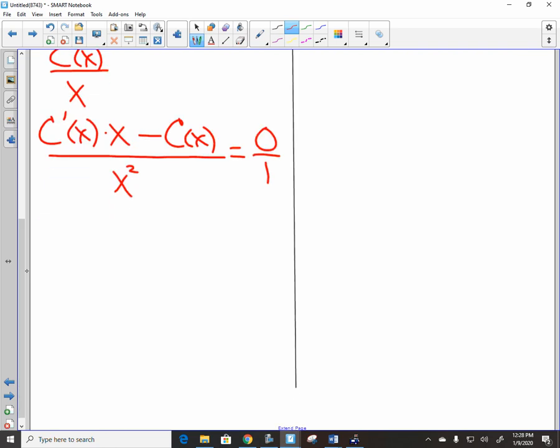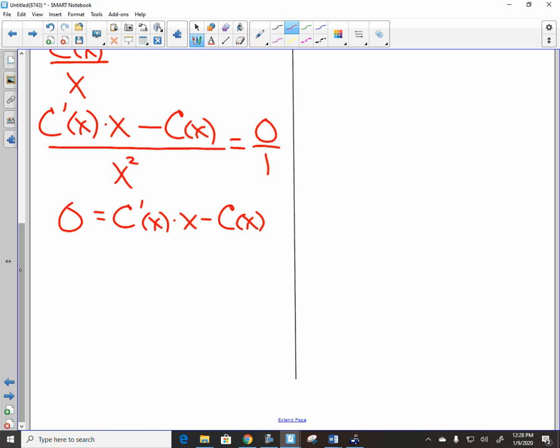I'm going to use this to come up with a really, really nice expression. If I cross multiply, what's x squared times 0? 0. And you get 0 equals C prime of x times x minus C of x. Watch what happens if I add this over. I get C of x is C prime of x times x.